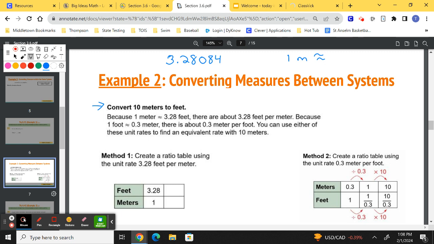Now, if you're rounding to the nearest hundredth place, I need to make sure you know where the hundredth place is. So, which one is in the hundredth place? The first 8. All right. This one right here. This is your hundredth place.